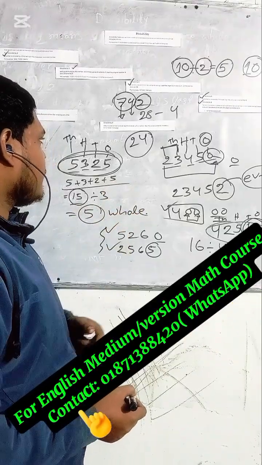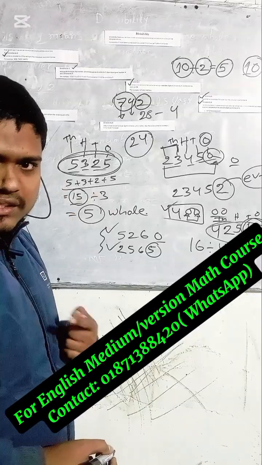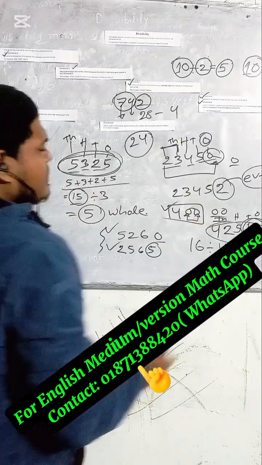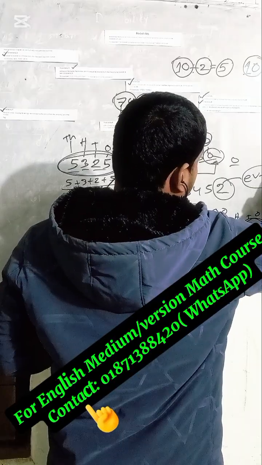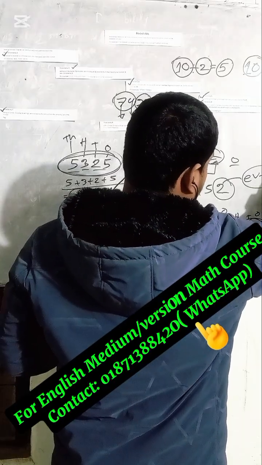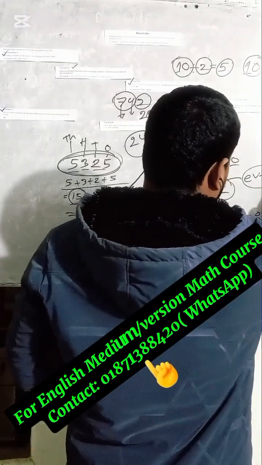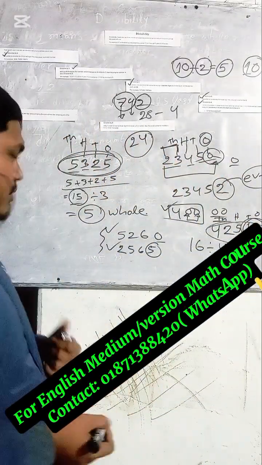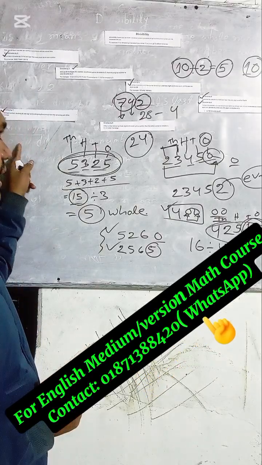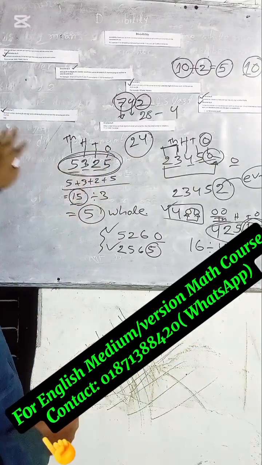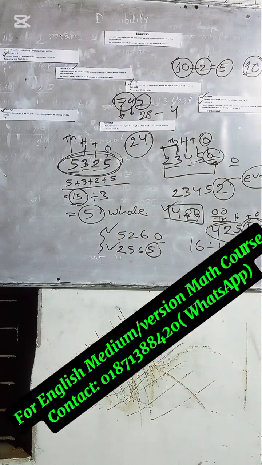Definitely, we know the times table of 7. 7 ones are 7, 7 twos are 14, 7 threes are 21, 7 fours are 28. So 24 is not divisible by 7. That's why 742 is not divisible by 7.